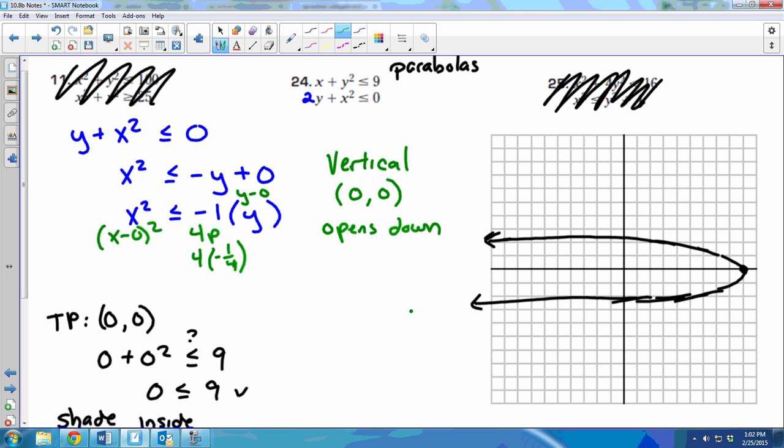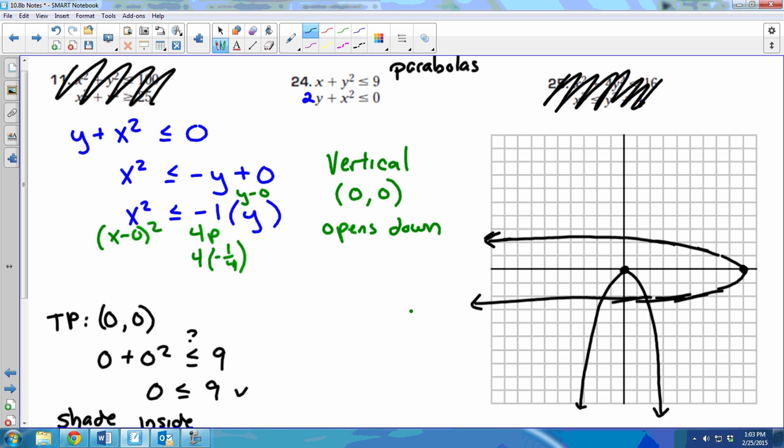Questions before I move on? Now, when I graph this one, I start at 0, 0. So 0, 0 might not be the best test point. It opens down and it's vertical, so it goes something like this, right? So we need to pick a different point.